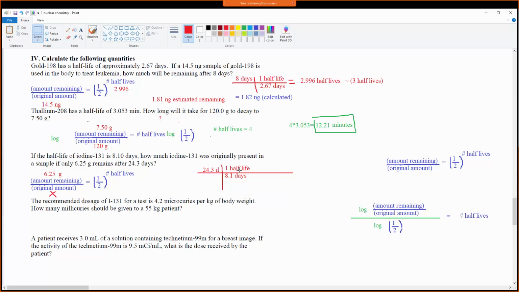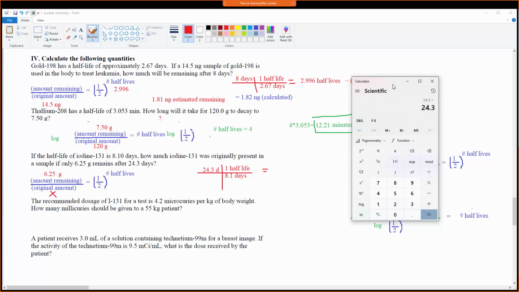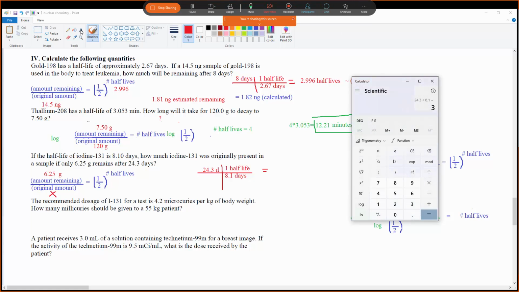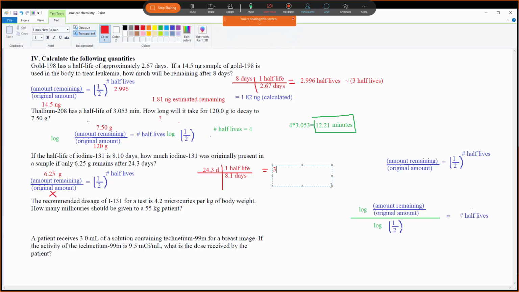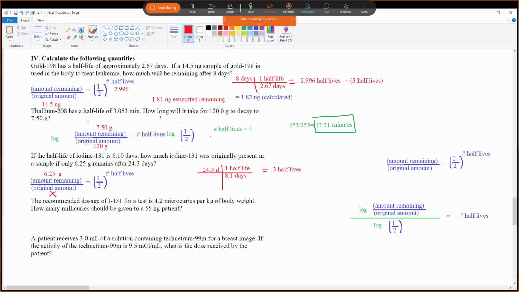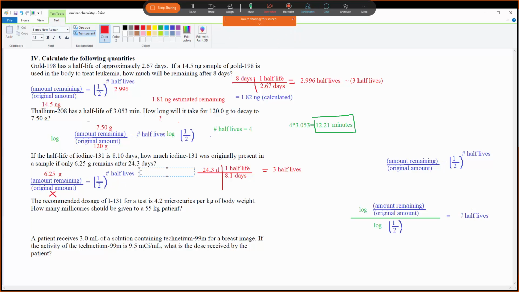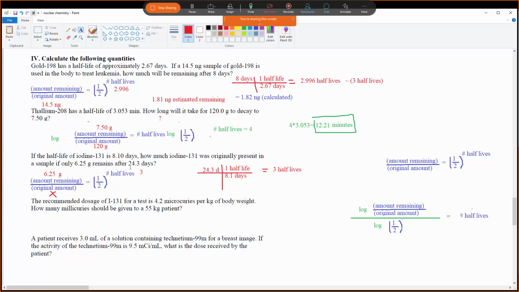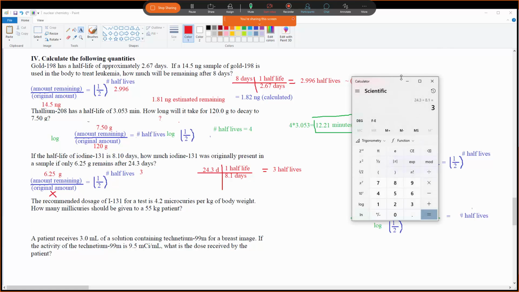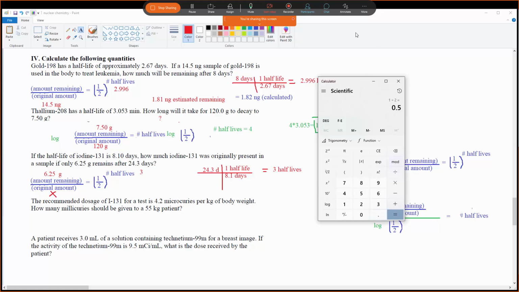And so Sarah has already calculated that that's exactly 3. It wasn't even close, it's exact. Yeah, I'm keeping it easy for you. So 3 half-lives have passed at this point, right? So this is 3 as the number of half-lives. So 1/2 raised to the 3rd is 0.125.